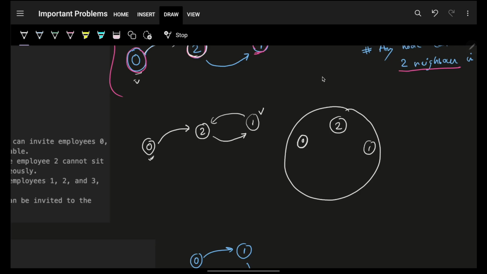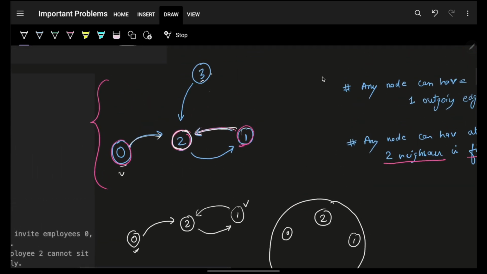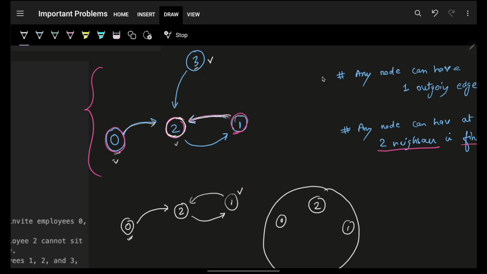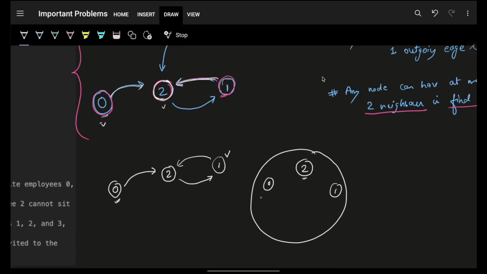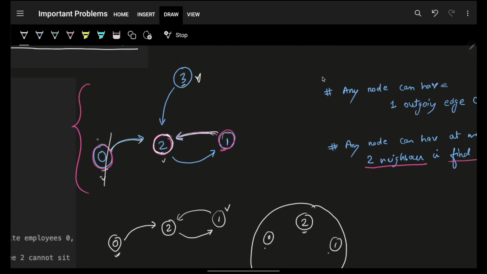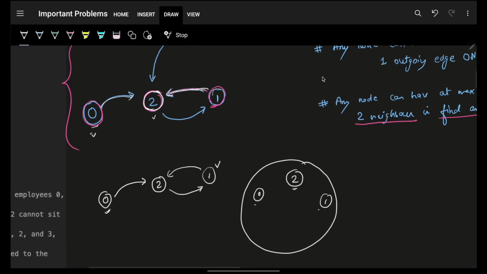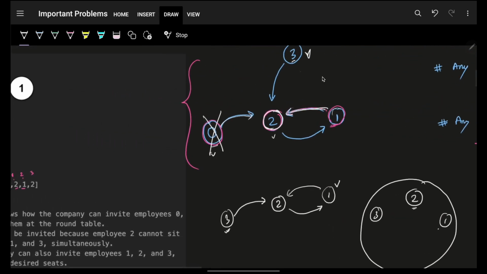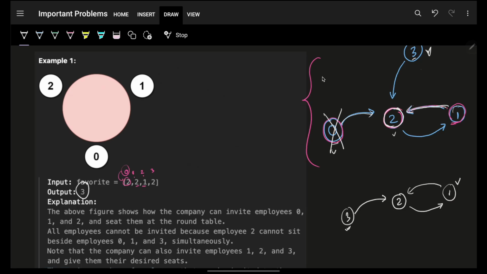Then if I plan to invite 3 also, what will 3 say? 3 will say I want to sit beside 2. But obviously 2 only had 2 vacant locations, both are filled, so I cannot invite 3 now. What if I would have invited 3 rather than 0? It would be a similar way, because instead of 0 I would have placed 3 here, and now 0 cannot be invited. I just want the count. The count is at max I can invite 3 people.